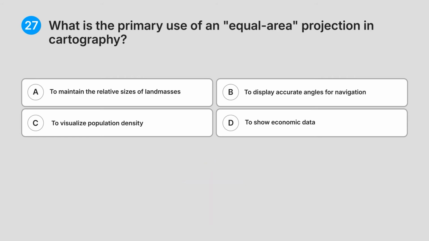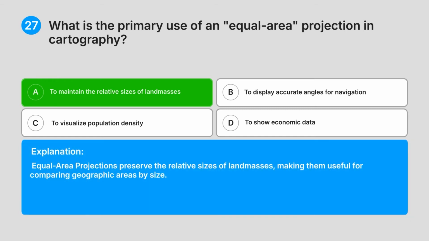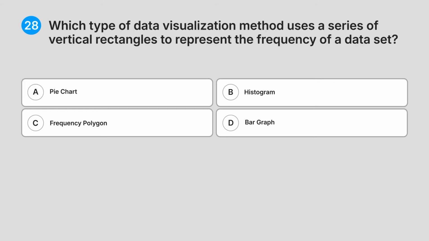Correct answer. A. To maintain the relative sizes of land masses. Explanation. Equal area projections preserve the relative sizes of land masses, making them useful for comparing geographic areas by size. 28. Which type of data visualization method uses a series of vertical rectangles to represent the frequency of a data set? A. Pie chart.